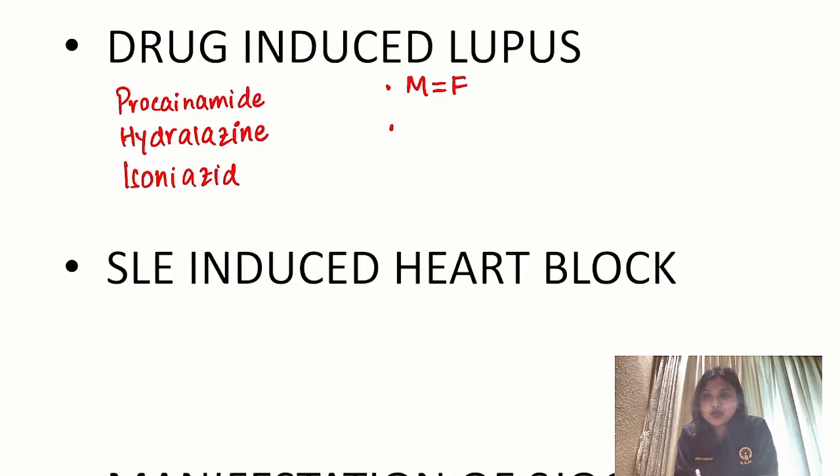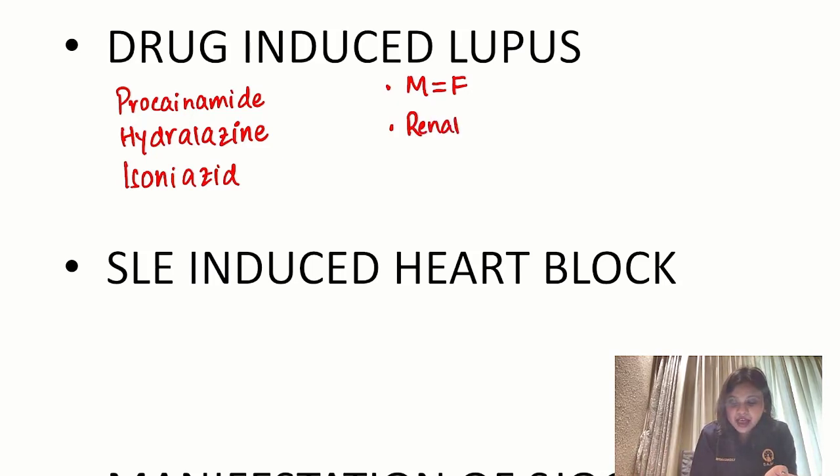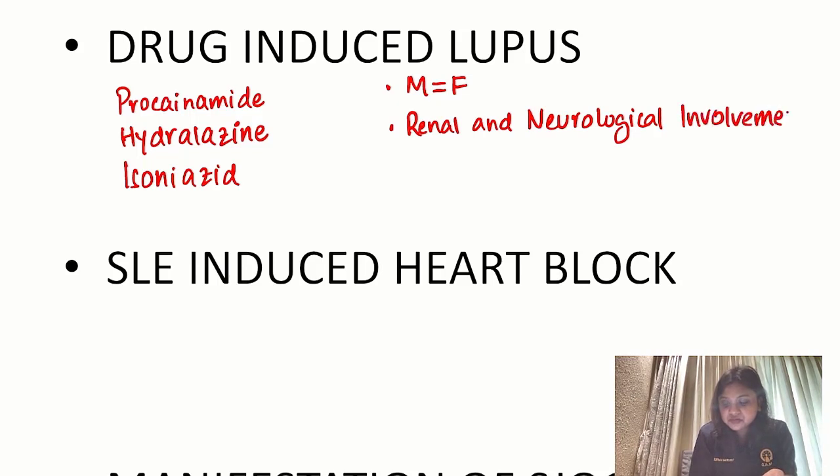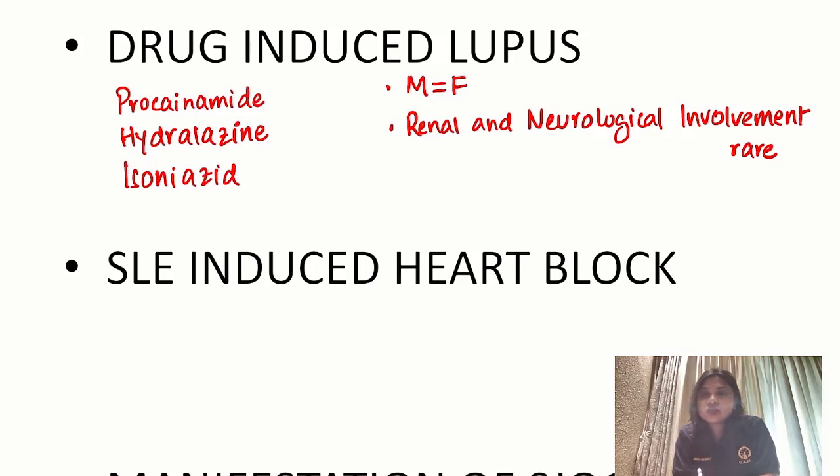Number 2 that you need to remember, that drug-induced lupus is a more benign form of lupus. So usually renal involvement and neurological involvement are usually very rare. So what you can get here is that the involvement is the liver involvement. Hepatitis is common.